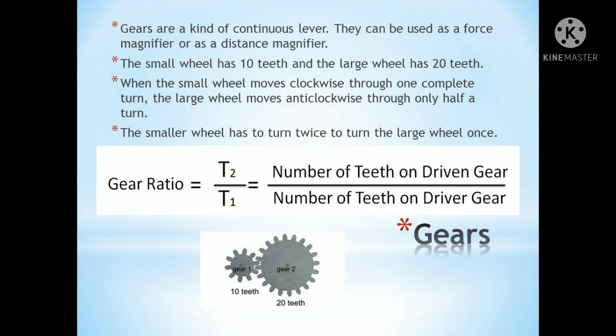See, T2 by T1 means the number of teeth on the driven gear, which is the one being moved, divided by the number of teeth on the driver gear, which will try to move the other gear. So that is T1, the first one. Okay, students? So this is the gear ratio.